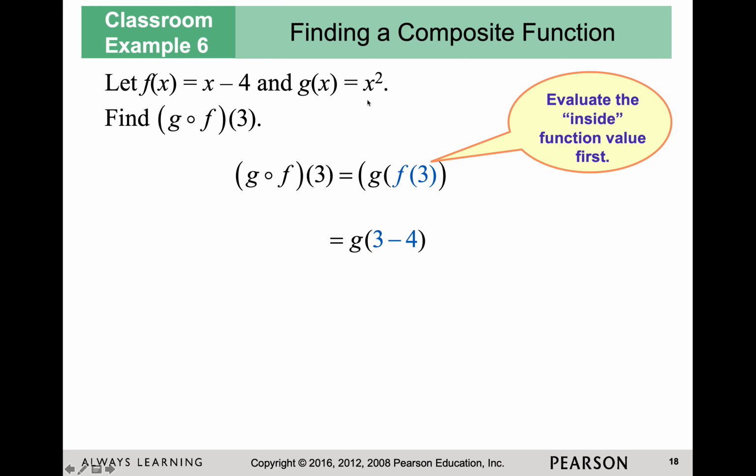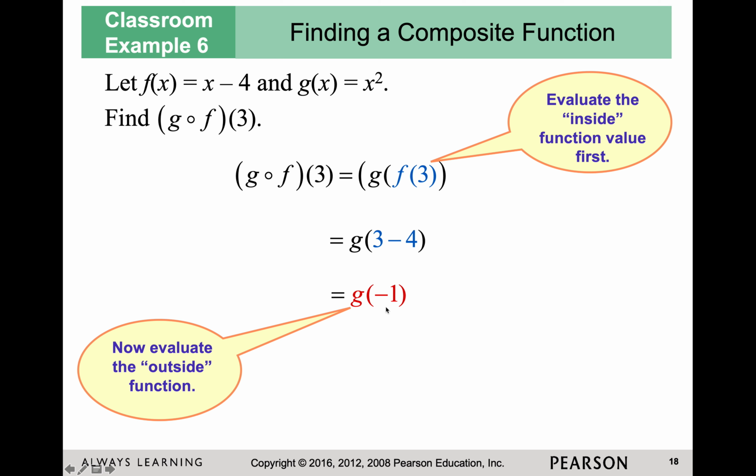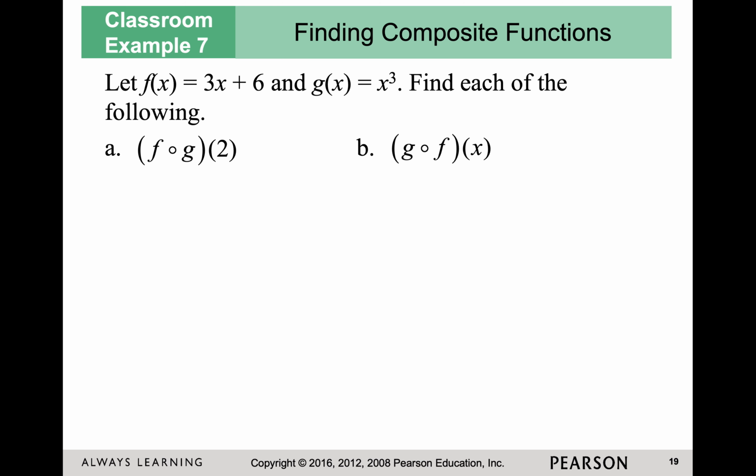So first I have to figure out what is f of 3. So I'm going to come over here. F of 3 is 3 minus 4. Replace x with 3, which is going to give me -1. Now I'm going to take that -1 and evaluate it in g of x. I'm going to use parentheses so that I get the correct final answer.